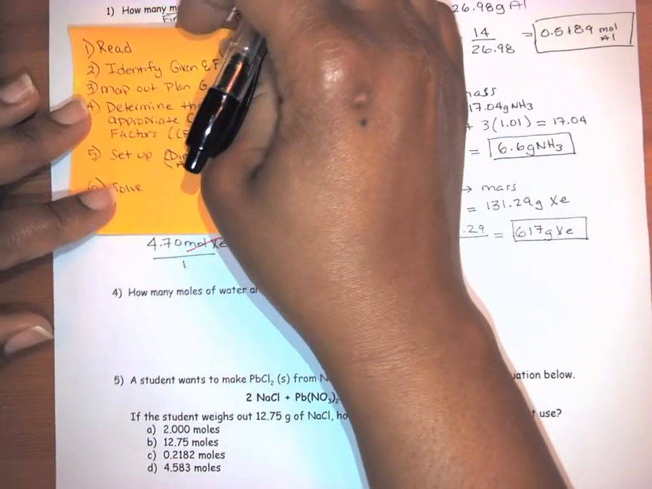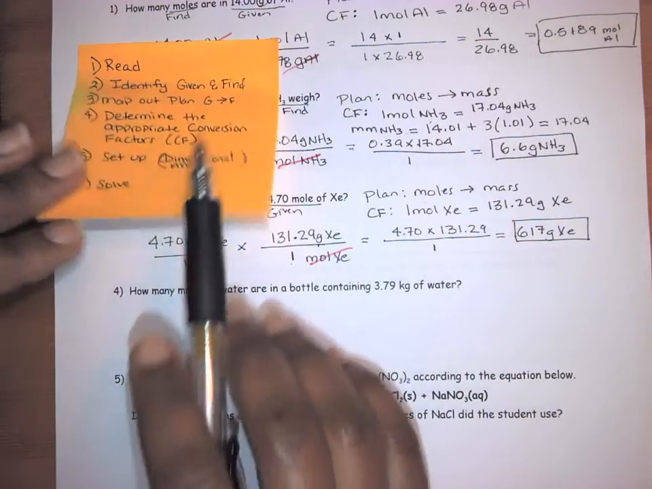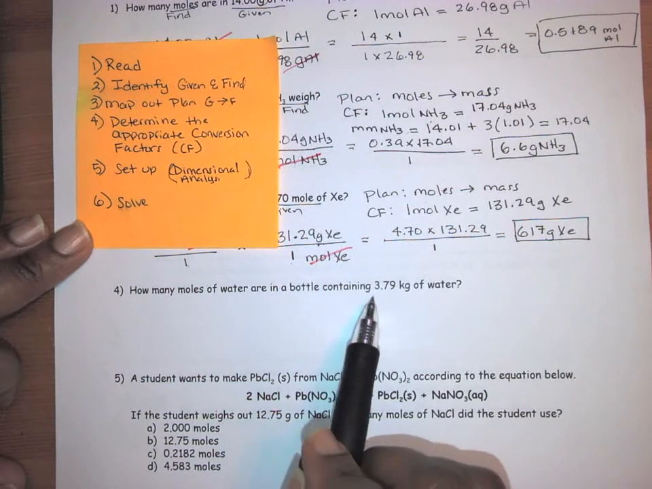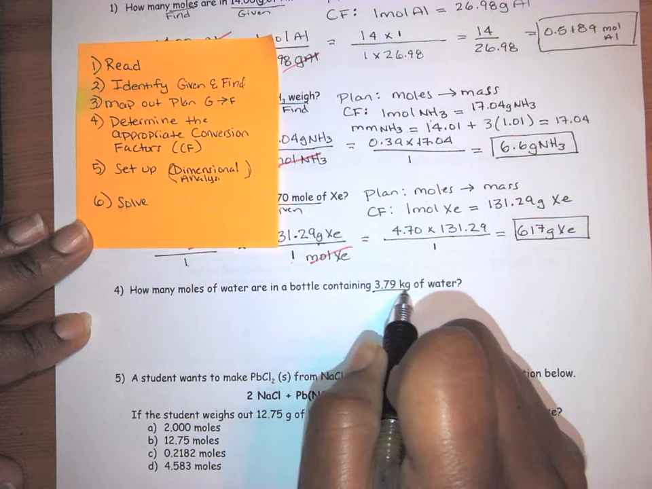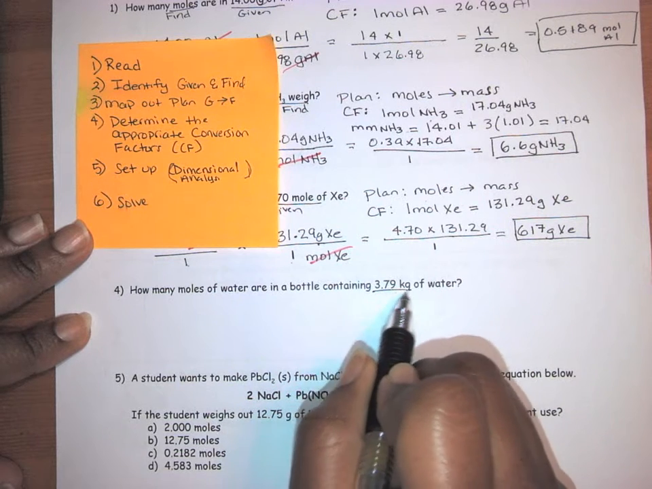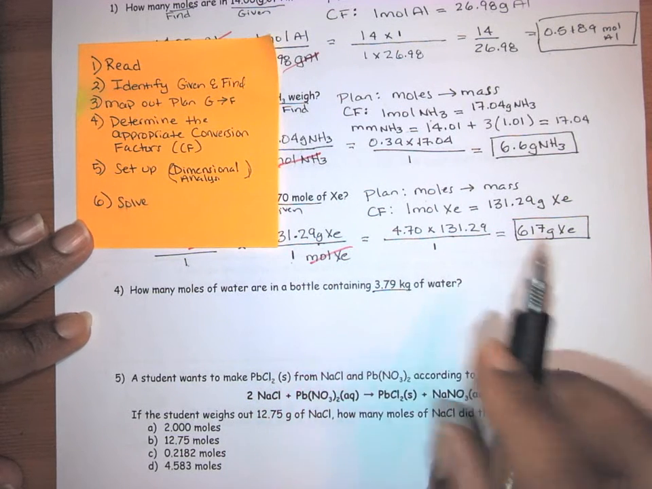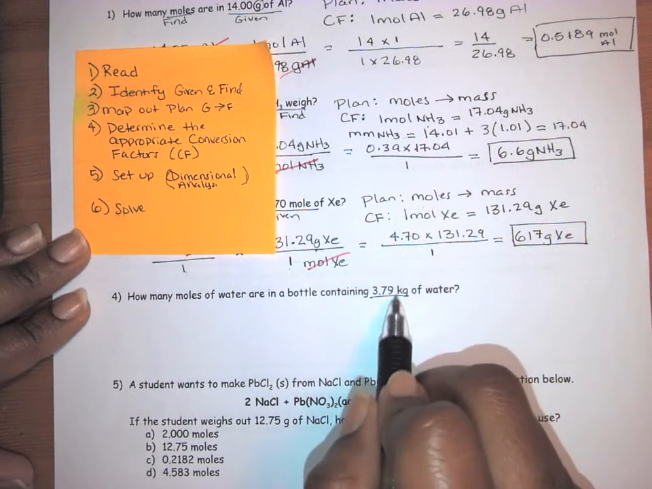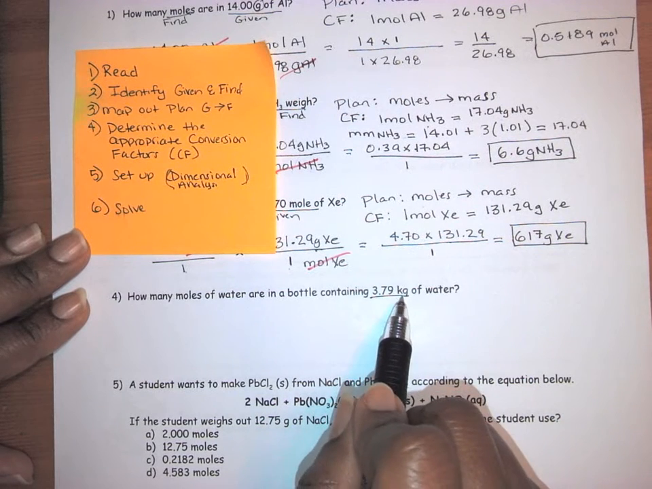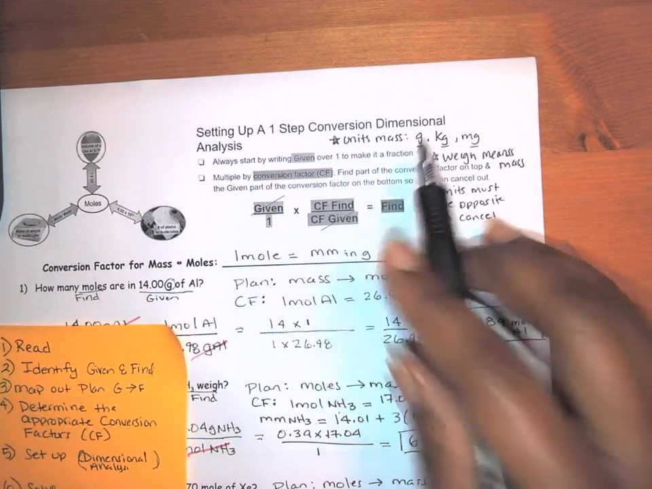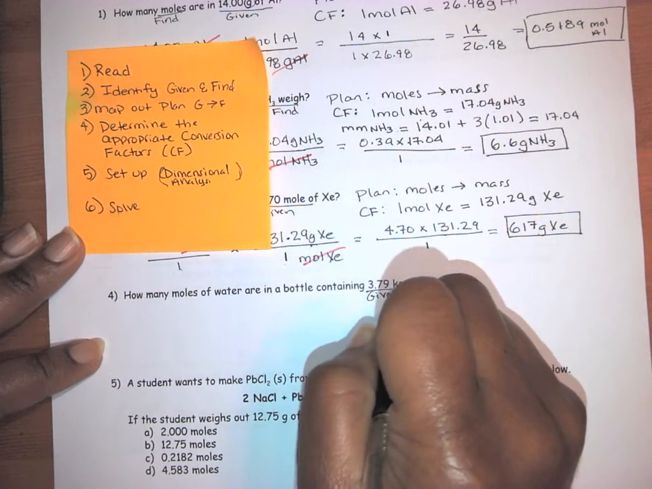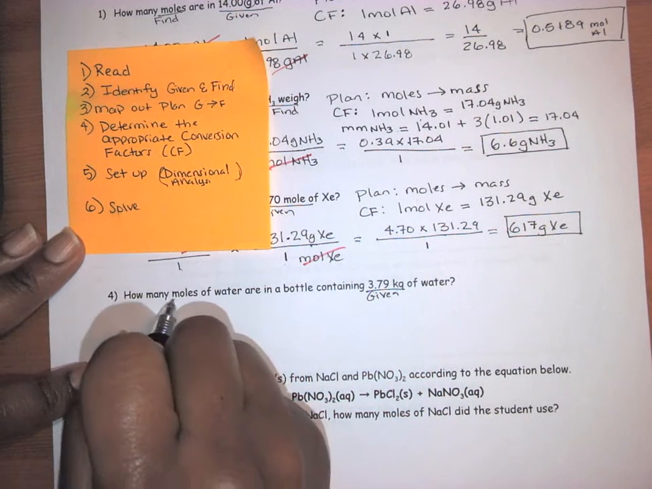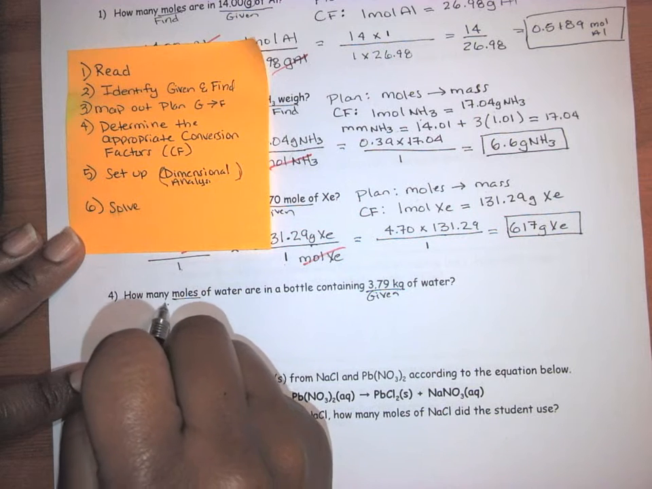So I read the problem, and the next thing I want to do is identify my given and my find. Remember, your given is the one that you have the value or the number for. I have a number for this. So what is this value? Is it my mass? Is it my moles? Remember, we can use the units as our guide here. Kilograms is the unit for mass, so that way I know that my given is my mass. And what I'm asked to find here, how many moles, they're asking me for moles. I'm asked to find the moles.